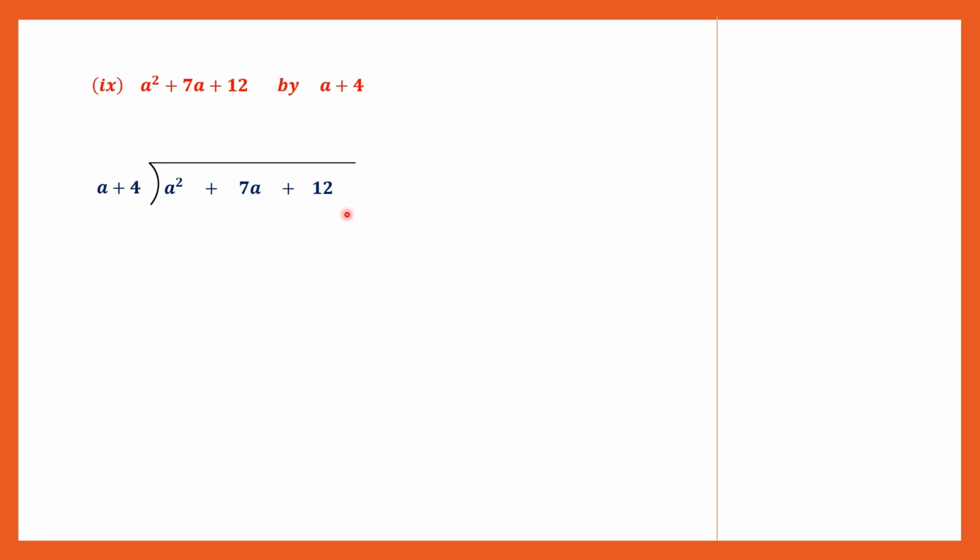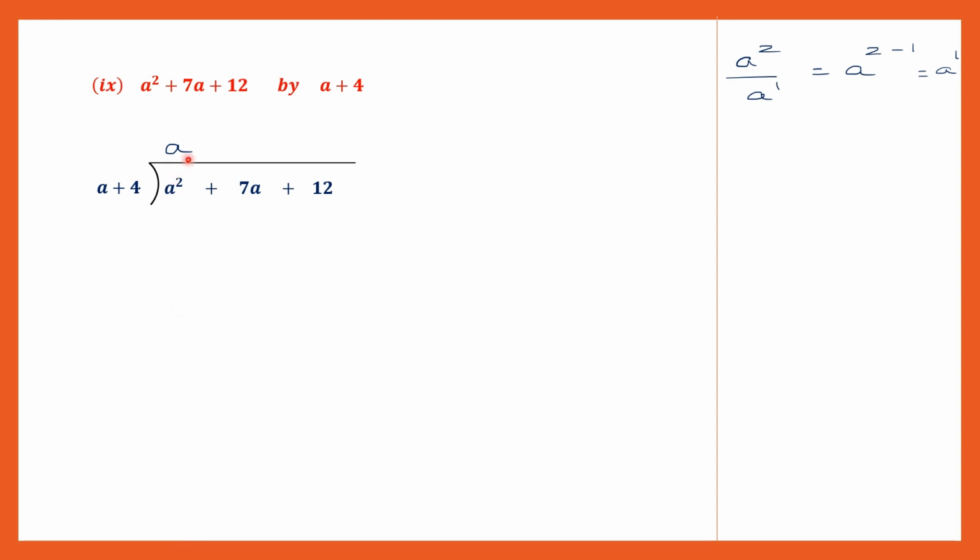So first arrange it like this. Then you are going to divide the first term of the dividend by the first term of the divisor. A square divided by a. Now let's do that division here. A square divided by a. This will be a to the power of 1. So in division, we know we subtract the powers. A to the power of 2 minus 1 is a to the power of 1 or a. Now that is the first term in your quotient.